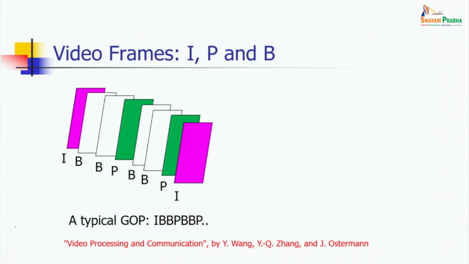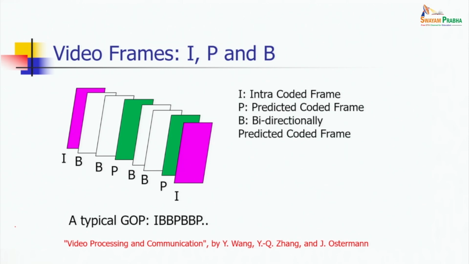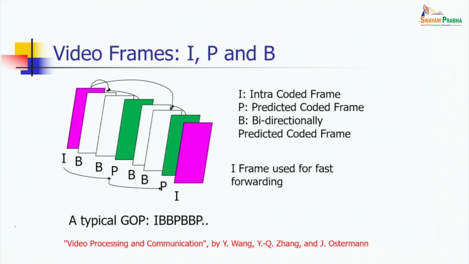So P is predicted from intra-frames. As we are showing, I is the intra-coded frame, P is the predictive coded frame, and B is the bidirectionally predicted coded frame. The P will be predicted from the intra-frame or from its previous predicted frame, whereas a B frame could be predicted both from the past frame and also from the future frame. They are predicted only from P or I frames.